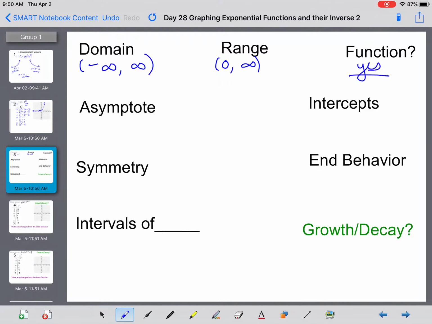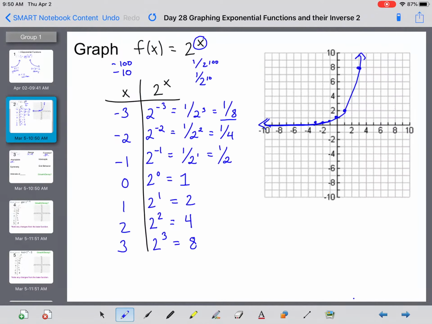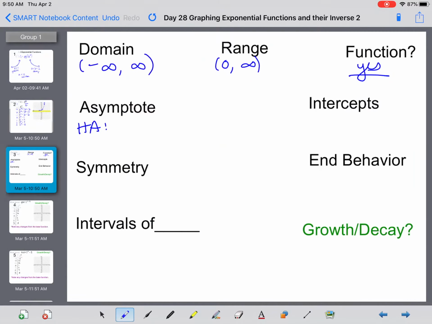It absolutely is a function. It's called the exponential function, but you can also see that for each input, there's exactly one output. So it's passing the vertical line test. For our asymptote, there is a horizontal asymptote, and I'll go back to the graph here and highlight it in yellow. We are getting really, really close to that line y equals 0, but it's never actually reaching 0. So there is a horizontal asymptote where y equals 0.